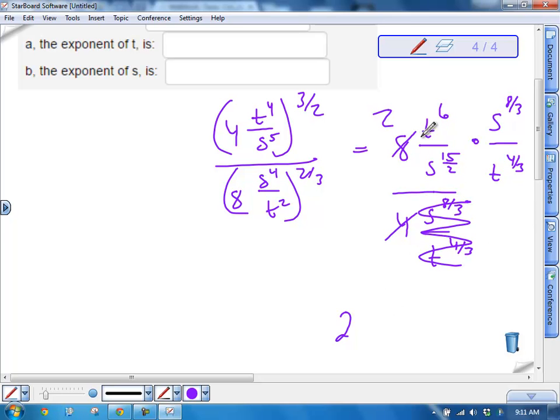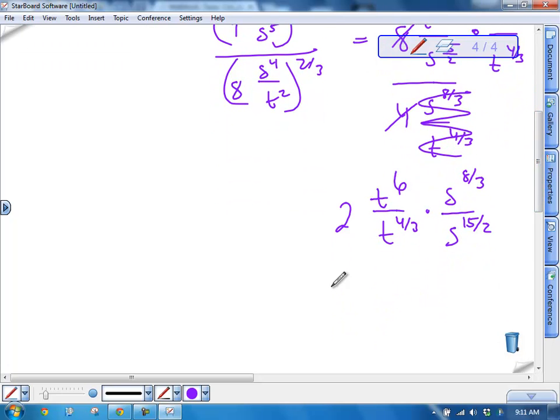So now I'm going to rewrite it as 2. I'll do t to the 6th over t to the 4/3. So I'll just change the order. I'll move these two. Times s to the 8/3 divided by s to the 15/2. All right, now I can follow my properties of exponents that say when you're dividing, you subtract. So it's 6 minus 4/3.